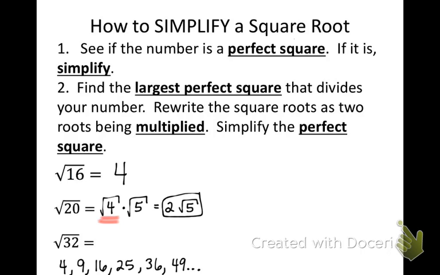Okay, with our next problem, we have the square root of 32. So again, look in your list, figure out where 32 would fit. That'd be right here between 25 and 36. And now we're going to look to the left to find the biggest number that divides 32.